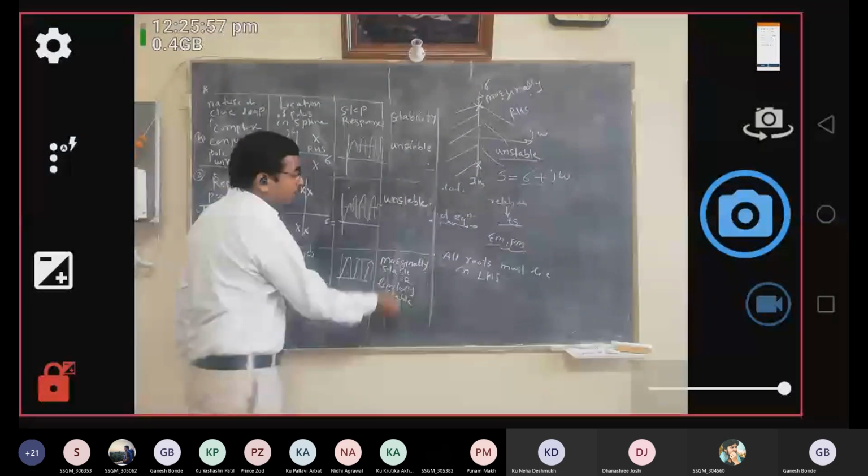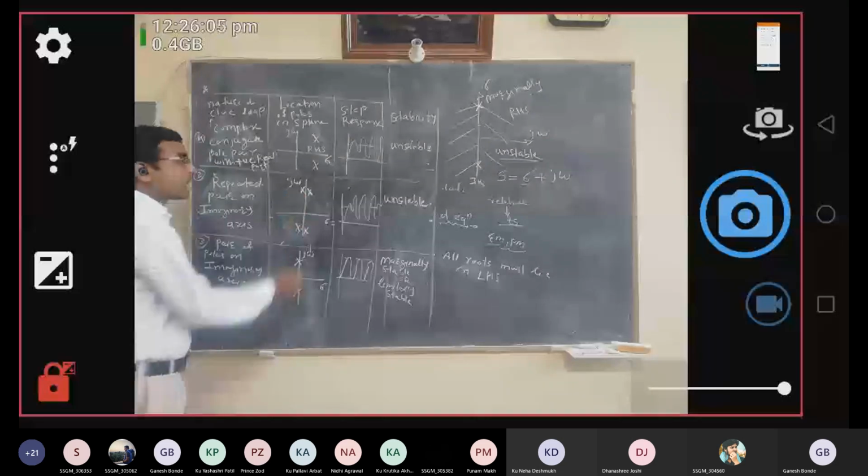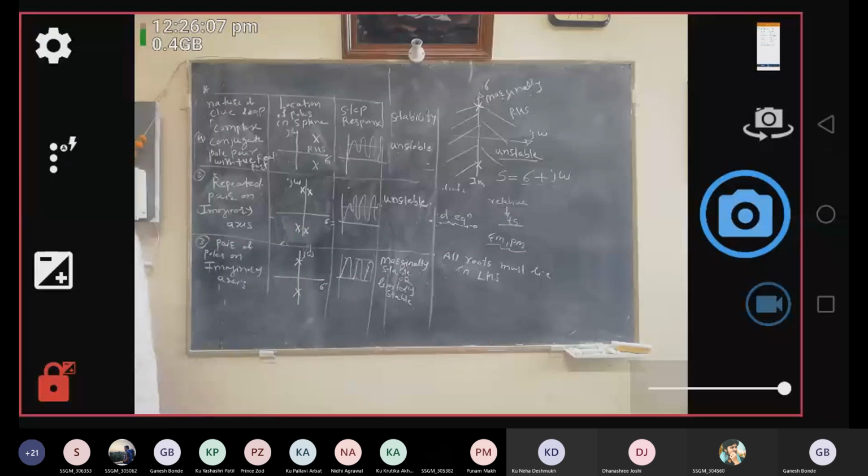So from these cases, it is observed that the location of the roots of the characteristic equation decides the stability of the system.